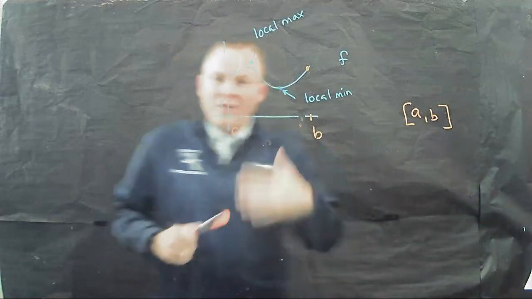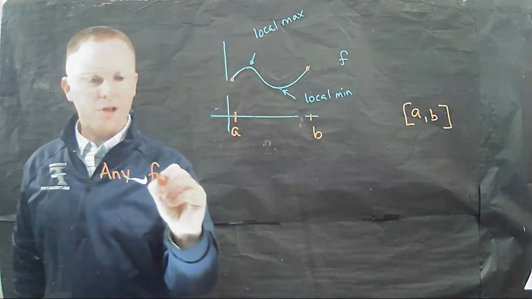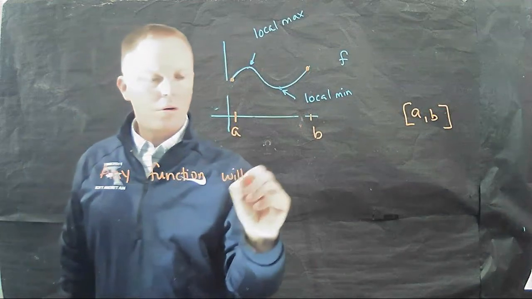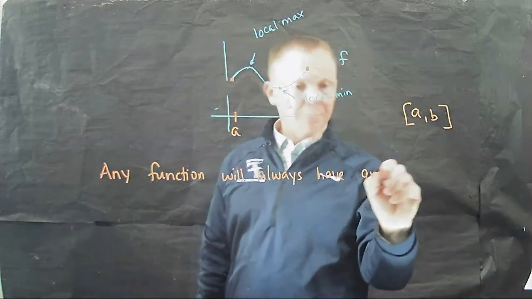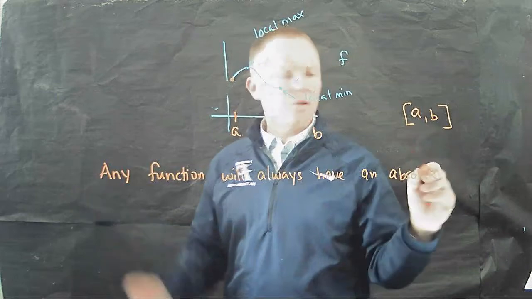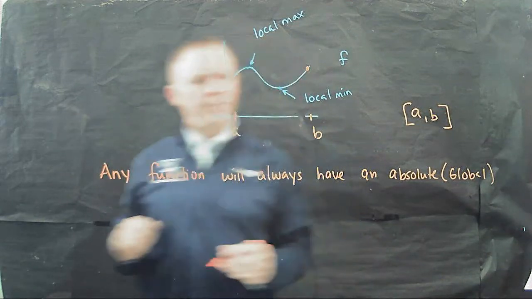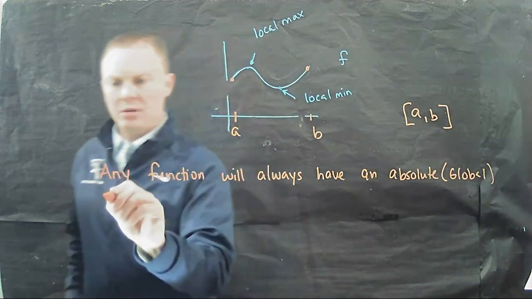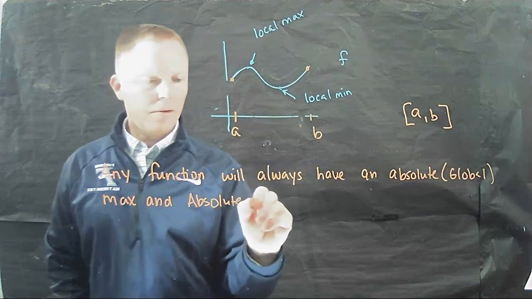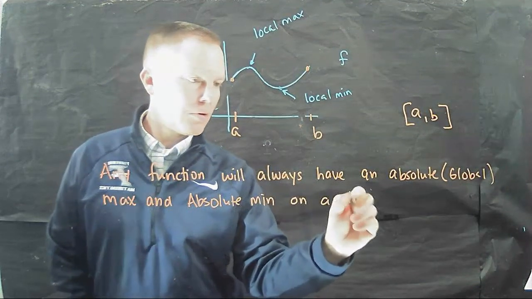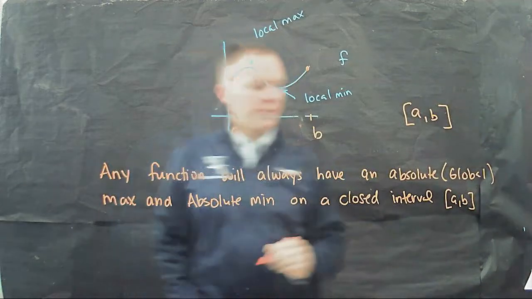Okay? So, if I was to summarize what we just said here, we would say any function will always have an absolute max and absolute min on a closed interval A to B. By the way, absolute sometimes is referred to as global, just like local is sometimes referred to as relative max.